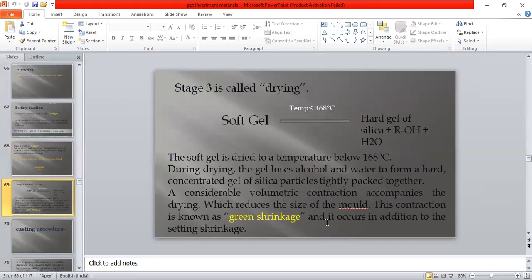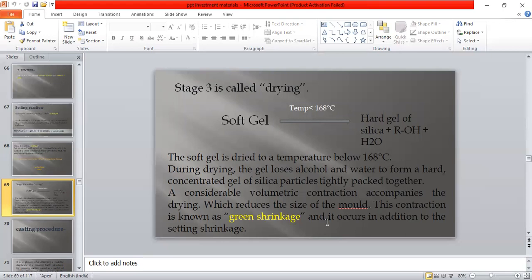Then the third stage is called drying. In drying, when the soft gel is dried at a temperature less than 168 degrees Celsius, it forms a hard gel of silica, alcohol group and water. During drying, the gel loses its alcohol and water, and forms a hard concentrated gel of silica particles that are tightly packed together.